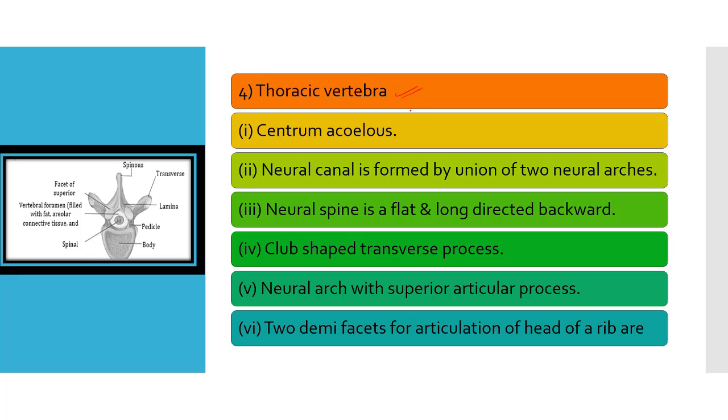Thoracic vertebrae, the centrum is acoelous. Neural canal is formed by the union of two neural arches. Neural spine is flat and long, directed backward. Club-shaped transverse process. Neural arch with superior articular facet. Two demi facets for articulation of head of a rib. These are the features of thoracic vertebrae.